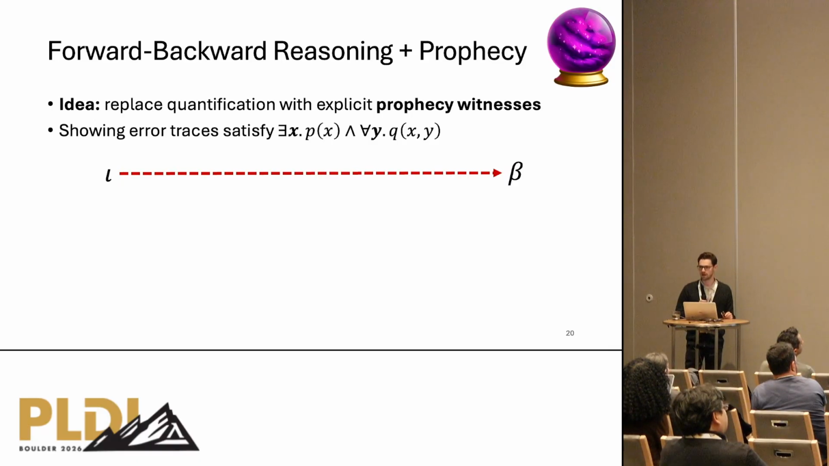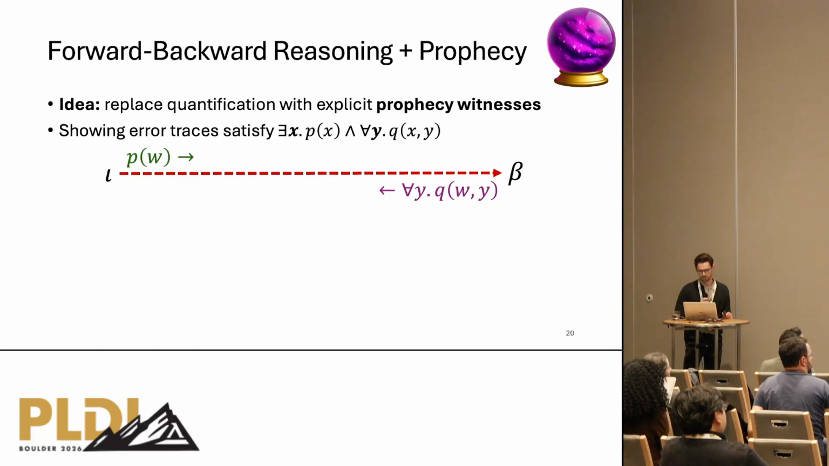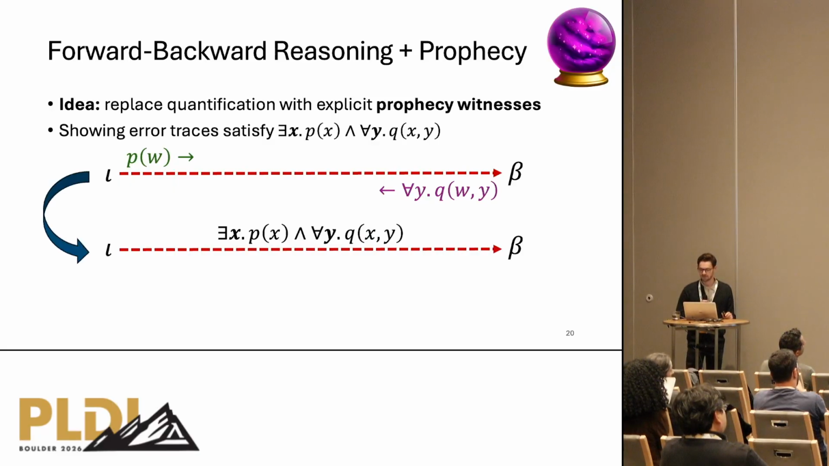Well, maybe you can add some witness symbol, w, and prove in the forward direction that it satisfies p. And then, after adding this kind of witness, you prove in the backward direction a backward inductive invariant that for this w, which satisfies p, the universal property holds, that for all y, q of w, y holds. And you have effectively proven the quantified property that for every error trace, there exists some x that satisfies p and the universal property. And you have done so in 2 steps instead of 1, and used fewer quantifiers and fewer quantifier alternations.